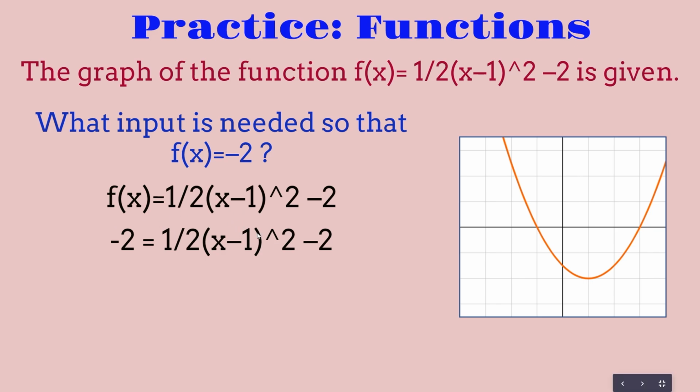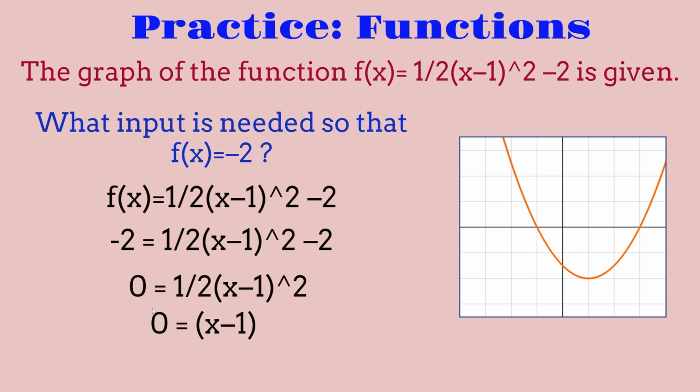So in order to do that, the first step would be to add plus 2 on the other side, so we can get rid of this. So this then is going to be equal to 0 is equal to half times (x minus 1) squared. And from here what we can do is take out this half and also this squared, so we can divide and then also square root, and that leaves us with 0 is equal to x minus 1, and then from there all we need to do is add plus 1 on the other side, and that makes x is equal to 1.